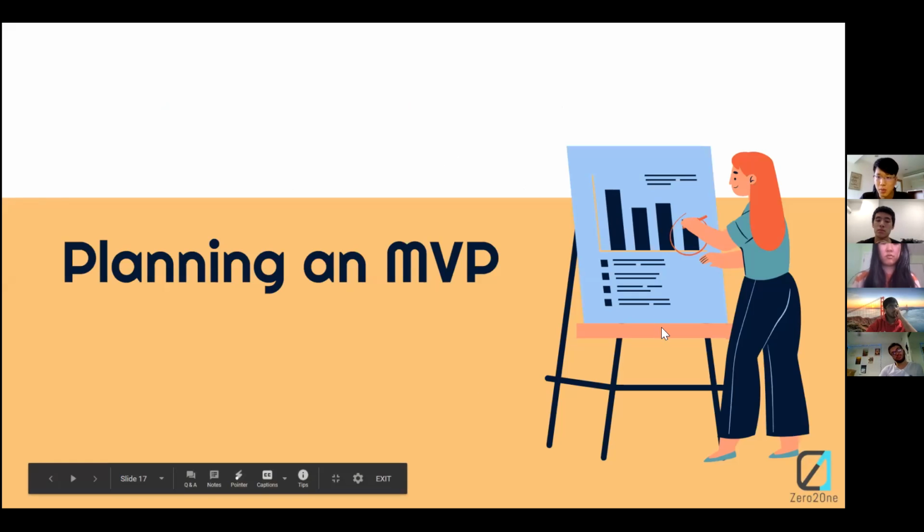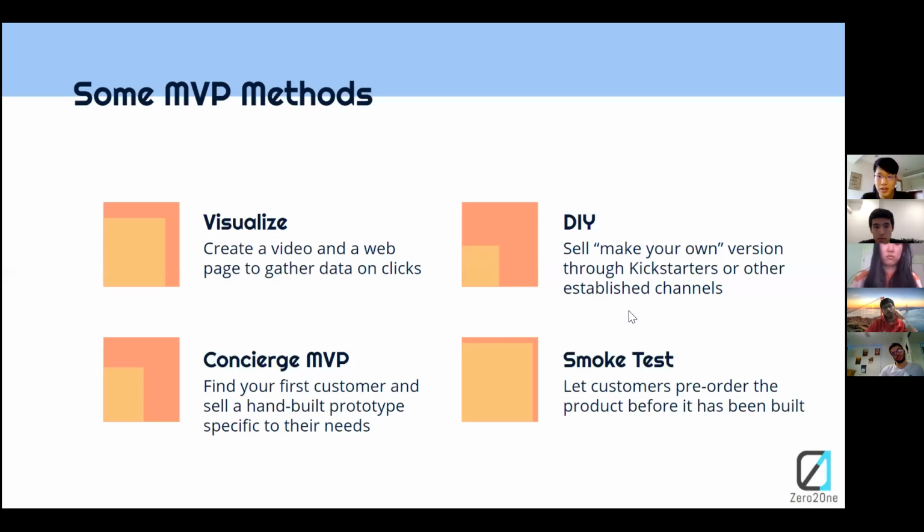So now you know what an MVP is, and let's go into how you can plan the MVP. There are a few very popular MVP methods, like the things you've seen, for example videos and websites. There's also making your own version. Let's say you're building a hardware product, you can sell it as a make-it-yourself solution, because an MVP is very basic and simple, so it might not look good selling in a department store. And then people might build it through Kickstarter and so on.